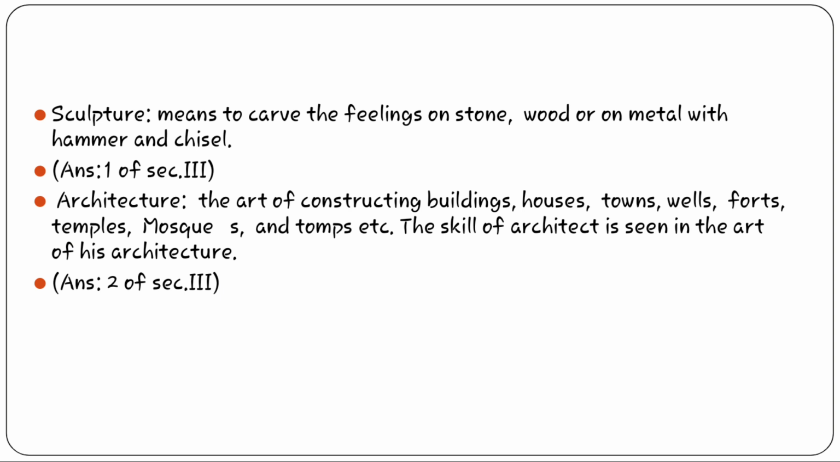What do you mean by a sculpture? Sculpture means to carve the feelings on stone, wood, or on metal with hammer and chisel. In Hindi, we used to call sculpture murti. Now, what is architecture? The art of constructing buildings, houses, towns, wells, forts, minarets, temples, mosque, tomb, etc. is called architecture.